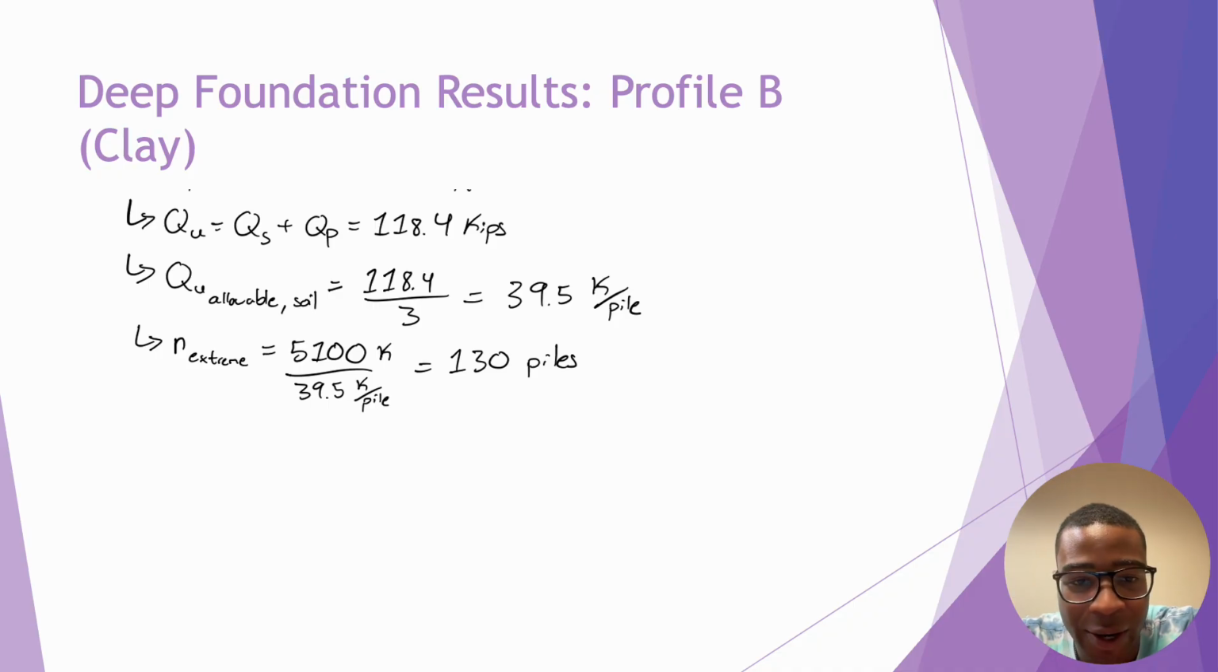Okay, and then for our ultimate load on the piles, we're going to do QS plus QP, to get 118.4 kips. Divide that by 3 to get our allowable load on the soil, 118.4 divided by 3, which gives you 39.5 kips per pile. And then the number of piles we're going to need, we take the extreme load again, divided by the capacity per pile, and here we get 130 piles required to sustain the load.